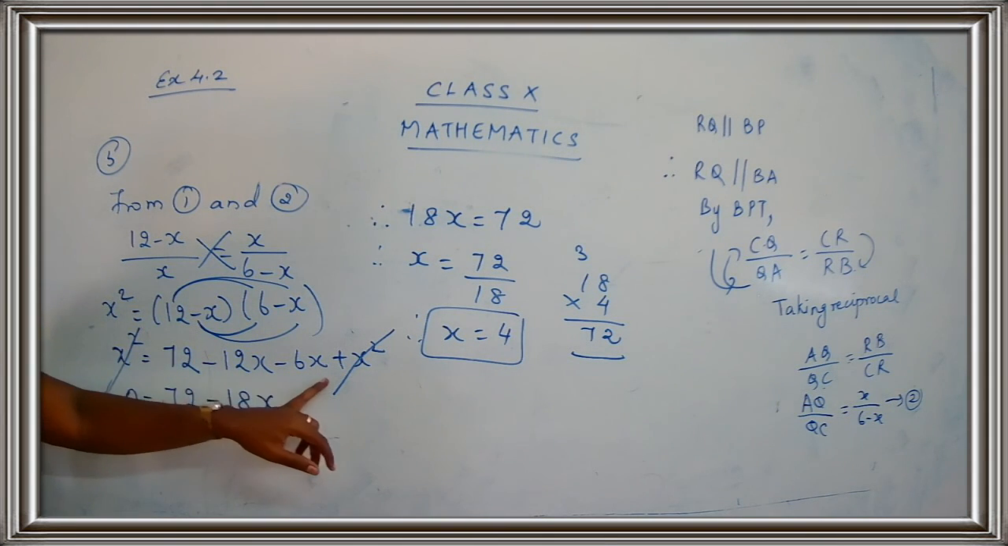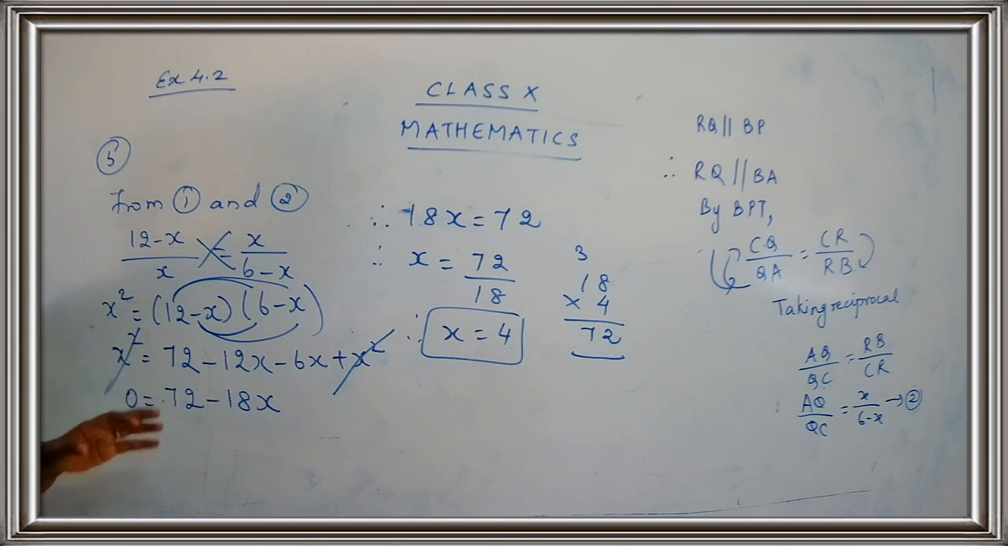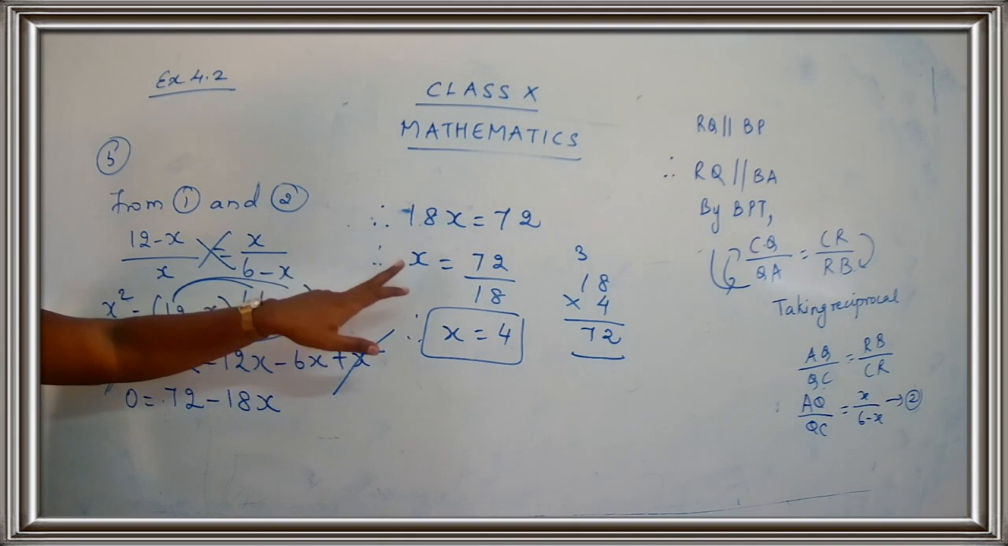18 4s are 72. So what is the value for x? X is equal to 4. Yes, children? What is the value for x? It's 4. I told you that I'll tell you one more method to get the answer. You'll have the same method. I hope you people are clear.